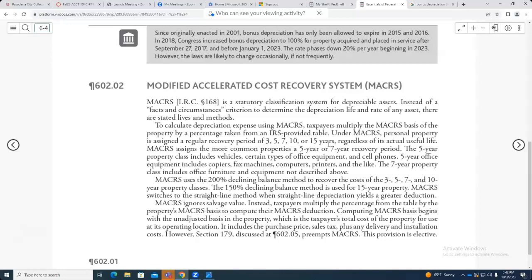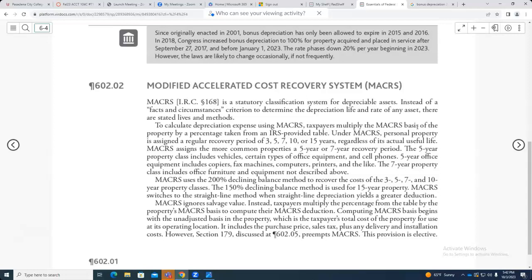How do you calculate that? Hold on, buckle up. I told you this is a harder chapter, so here we go. First thing, to calculate depreciation expense using MACRS, taxpayers multiply the MACRS basis. So what is your basis? If you use your bonus depreciation, guess what? You have no basis. Your basis is 0. That means the next year, if you sell your equipment, whatever you sell, it's all capital gain, because you depreciated it using full 100% bonus depreciation.